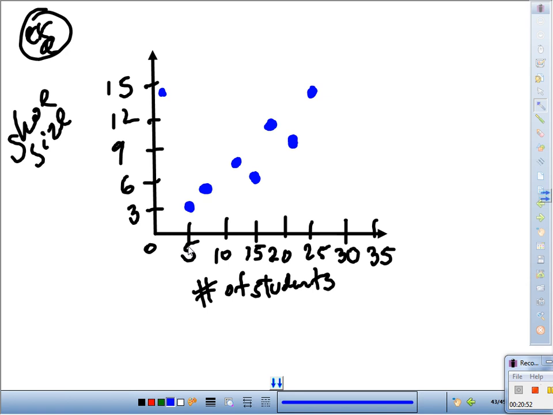So, before we continue, tell your neighbor which one of those data points is the outlier.